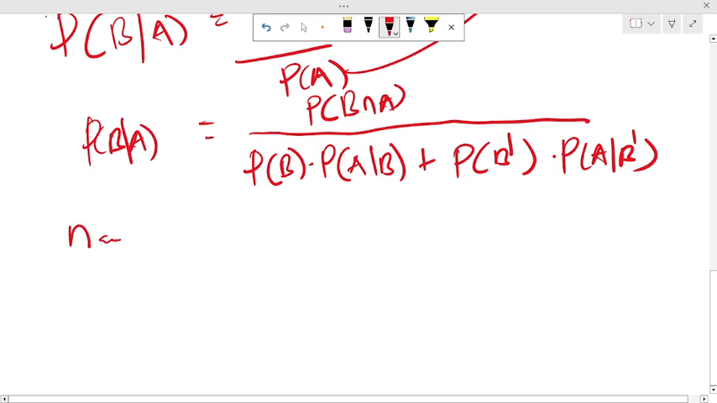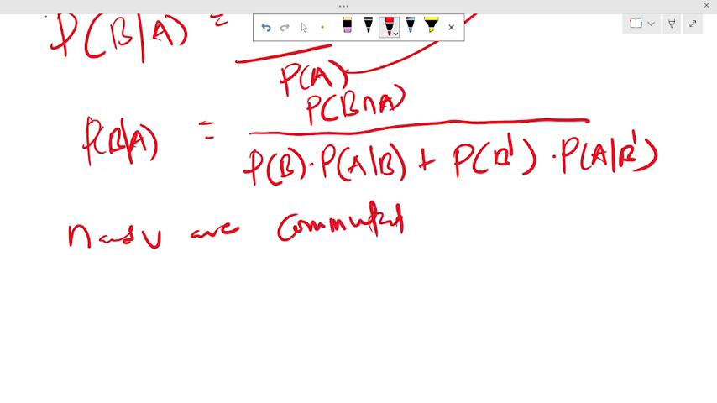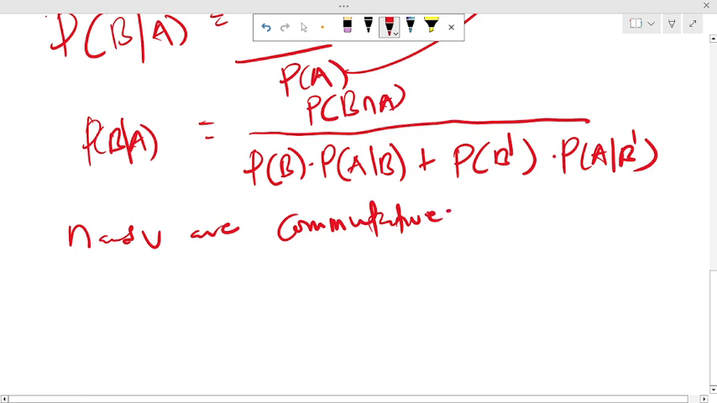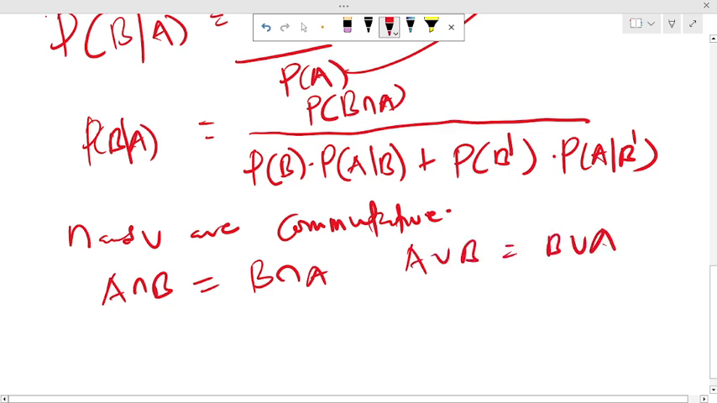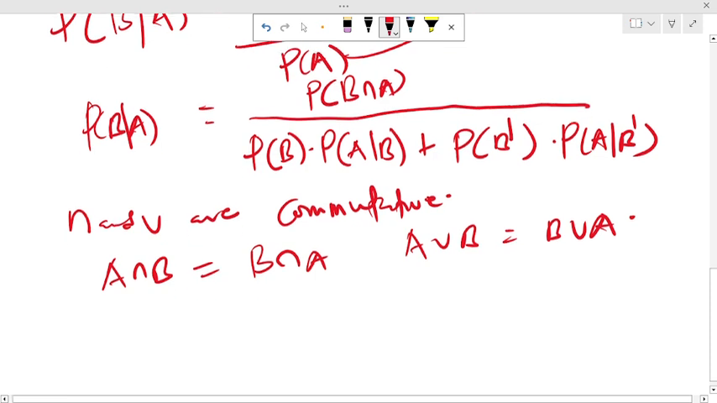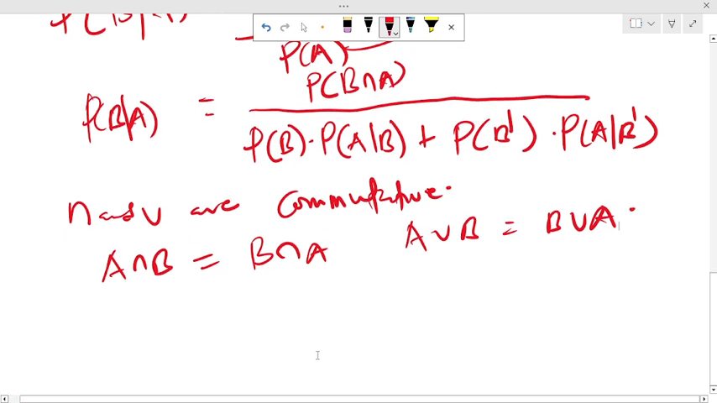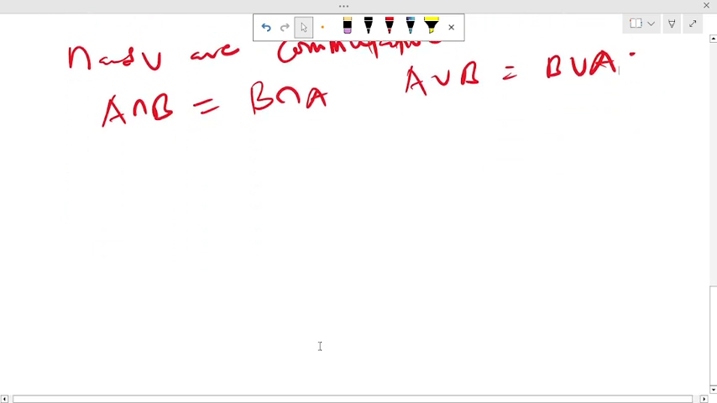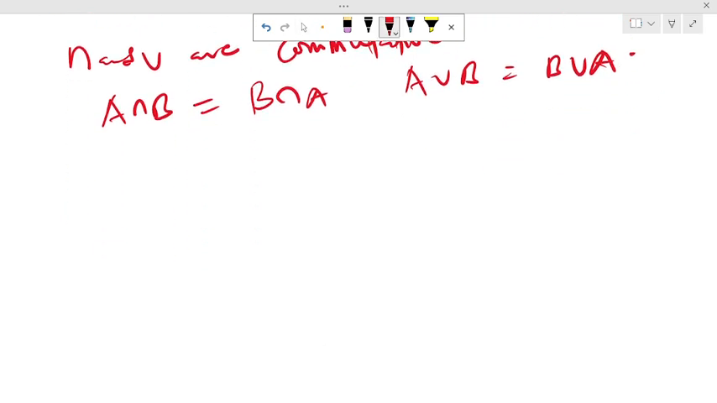intersection and union are commutative. Why do I say that? What do I mean by that? So, A intersection B is equal to B intersection A, and A union B is equal to B union A. We can confirm that by giving ourselves some examples. I like to really do examples so that we see that it's true.